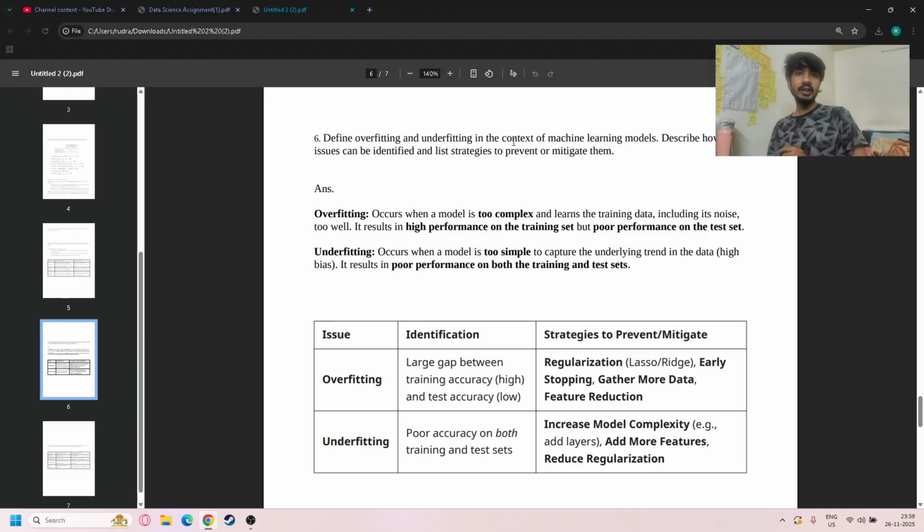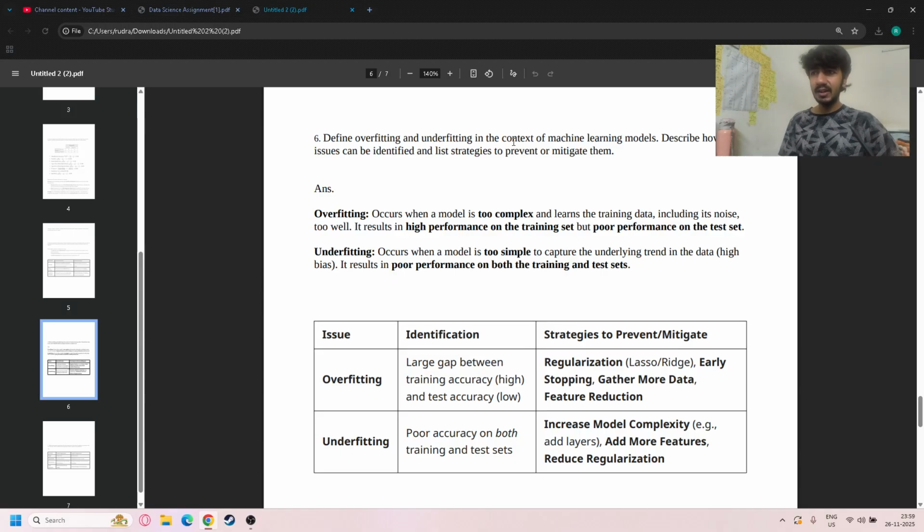So what is overfitting? It occurs when a model is very complex and it learns the training data perfectly, including noise and everything, and it gives a very good performance on the training set. But when it comes to the test set, it fails miserably. This condition is known as overfitting.